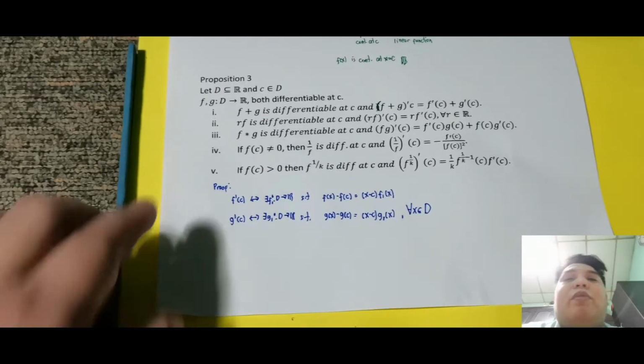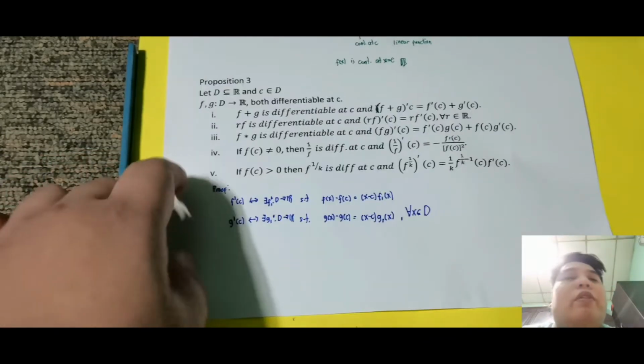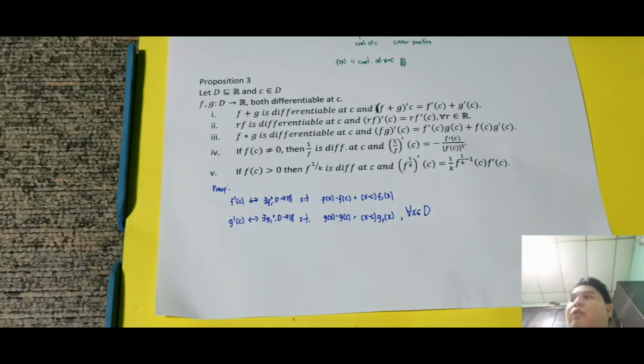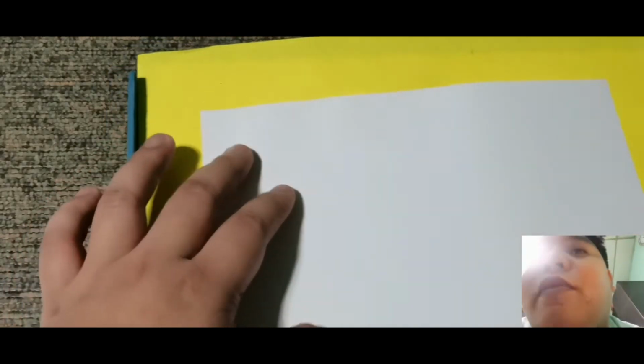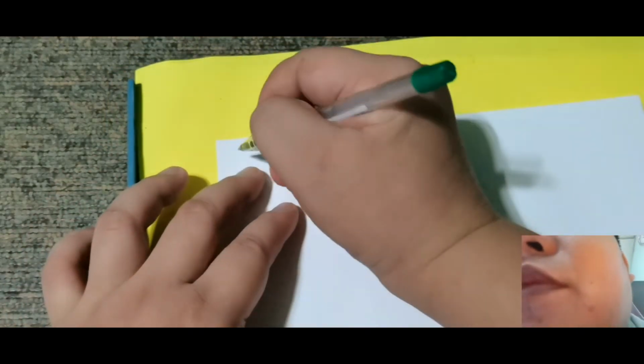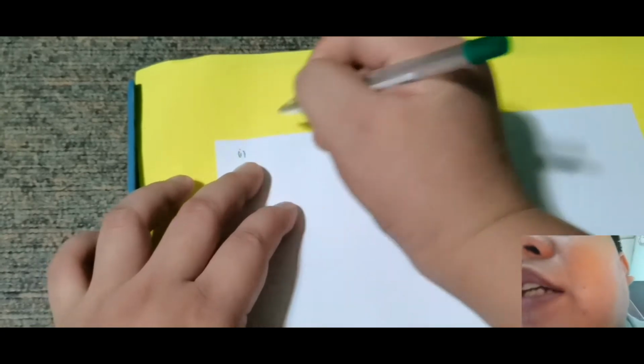So next is ipoprove ko si 1, 2, 3, and 4. Okay, then kasama si quotient rule. Okay, so ito blanco papel. So naglaan talaga ako ng blanco para doon. So for 1, gamit yung mga assumption.